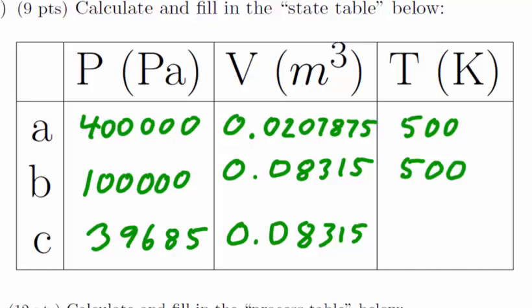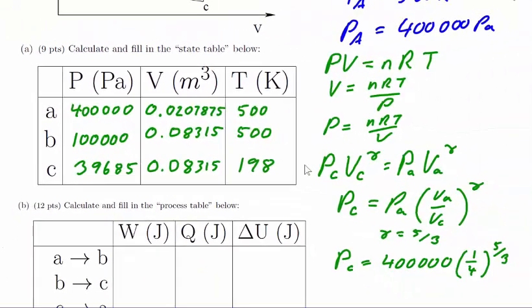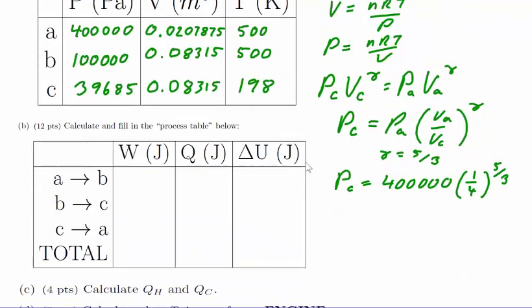Finally, we can calculate the temperature at point C either by solving the ideal gas law for T or by using the TV relationship for an adiabatic curve. Either result gives us the same answer, which is 198 Kelvin. Now that we have completed the state table, so we know the pressure, volume, and temperature at all three endpoints in our diagram, we're ready to proceed to the process table.